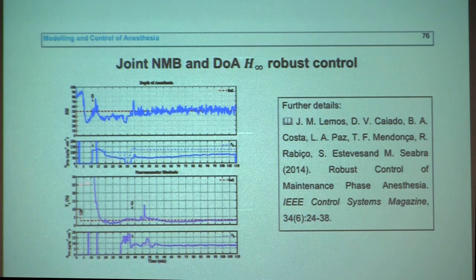The neuromuscular blockade below. So this is the drug dose. And this is the neuromuscular blockade level. And here you have above the depth of anesthesia level. And here, this is the drug, which is propofol. Propofol became famous because Michael Jackson died with propofol.